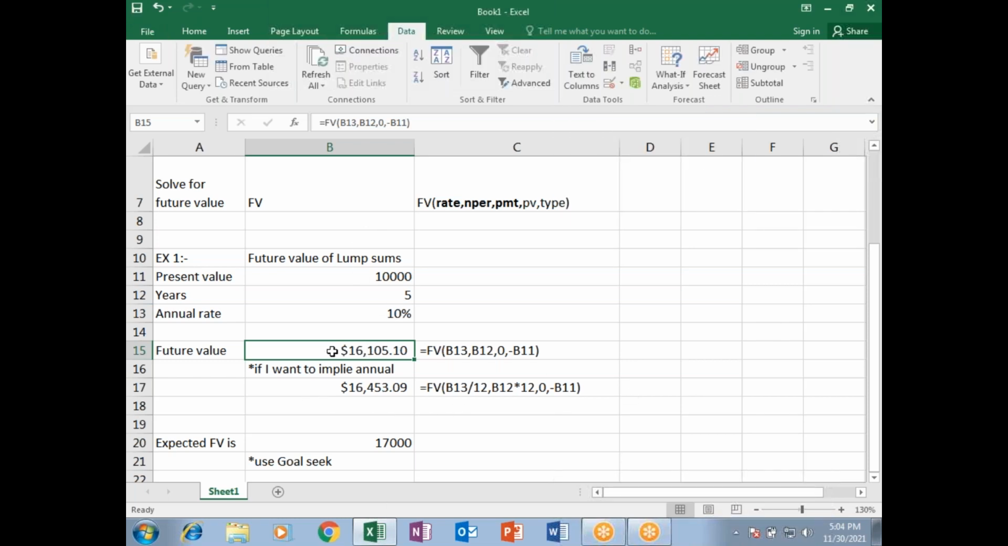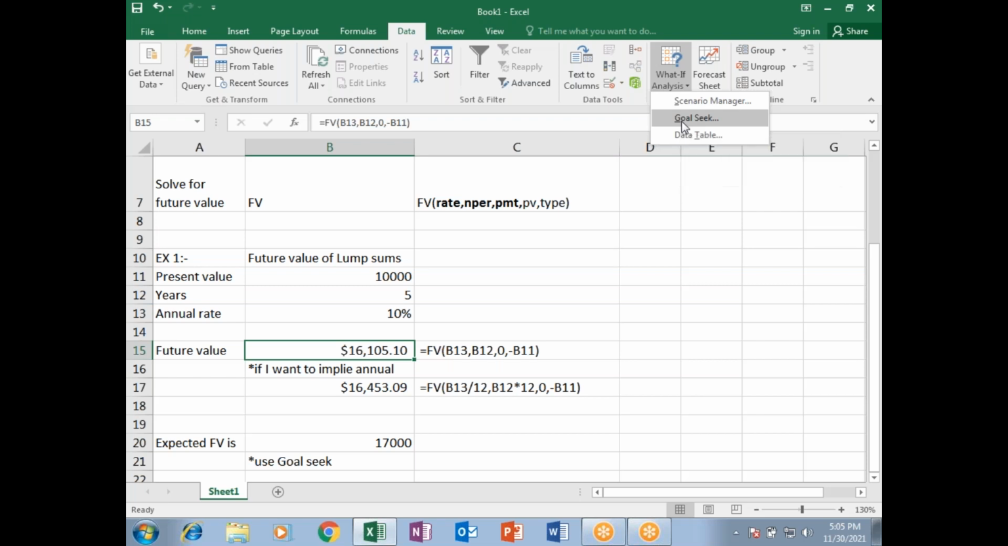So once again I teach. Now think that my expected future value is 17,000, but based on the data I have 16,105. So I should change this to 17,000, but manually I should not type. If I type it manually, what will it reflect, the year, the annual rate or the present value? As I wanted to reflect the annual rate or the year, I should change the future value. So I'll be using goal seek. How do I use goal seek? Go to the data tab. In the data tab, click on what if analysis. Here you click on goal seek.